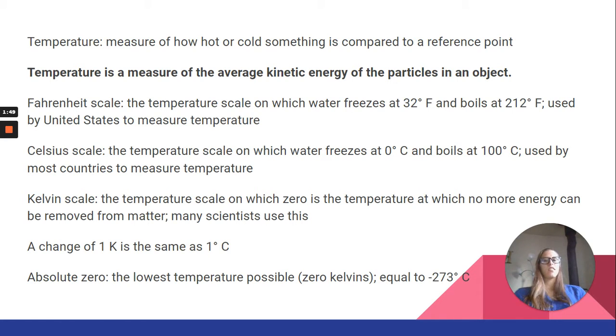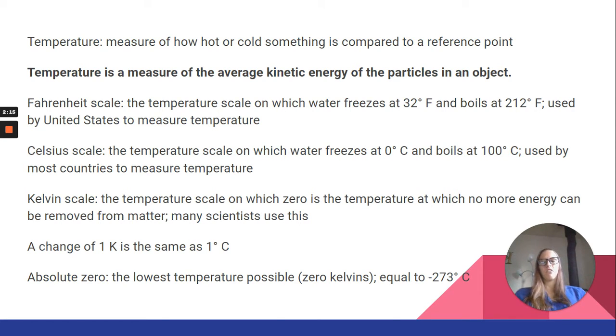So there are 3 scales that measure temperature. We have the Fahrenheit scale, the temperature scale on which water freezes at 32 degrees Fahrenheit and boils at 212 degrees Fahrenheit. This is the one that's used by the United States. We have the Celsius scale, the temperature scale on which water freezes at 0 degrees Celsius and boils at 100 degrees Celsius. This is used by most other countries.